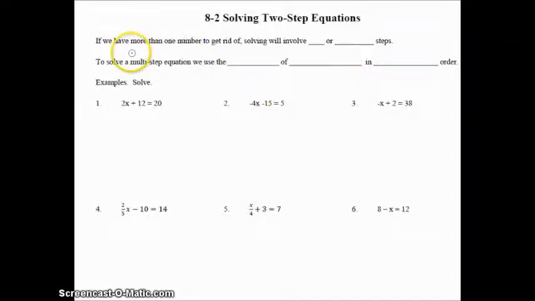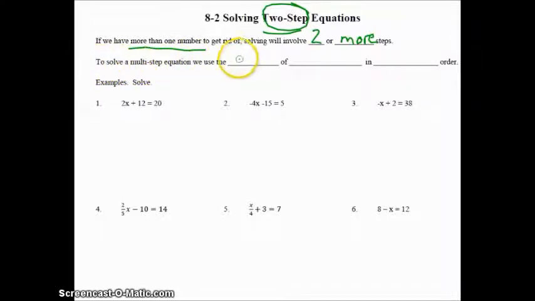Okay, so again, just for some recap, this is 8-2 solving two-step equations. If we have more than one number to get rid of, solving is going to involve 2 or more steps. So right now we're just focusing on the 2-step where we have maybe an addition and a multiplication problem in the same equation, but they will get more complex later on.